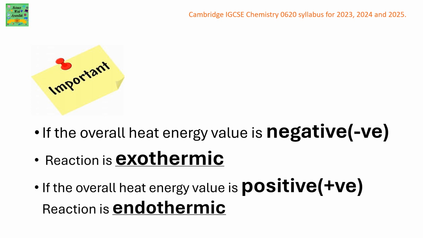Please remember that if the overall heat value, that's the delta H, is negative, then the reaction is exothermic. That means the energy is released. And if the overall heat value, that is the delta H, is positive, then the reaction is endothermic.